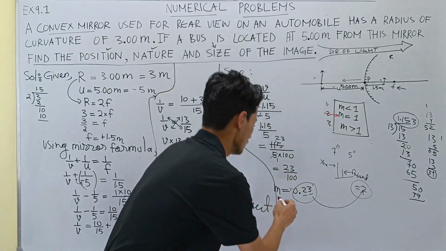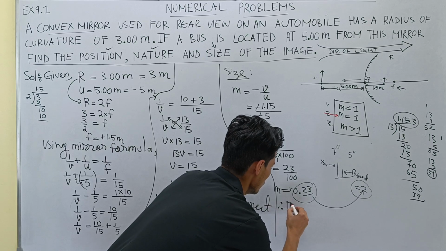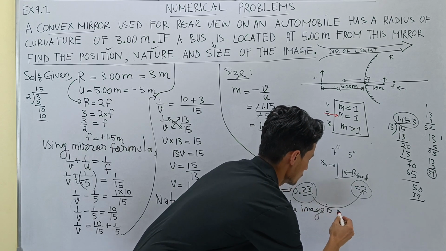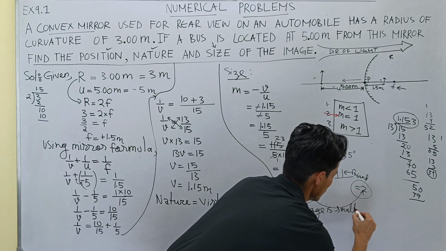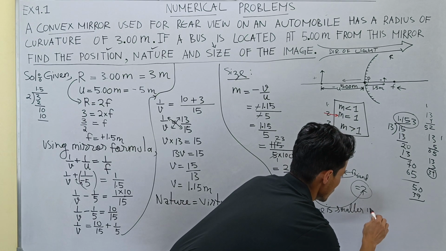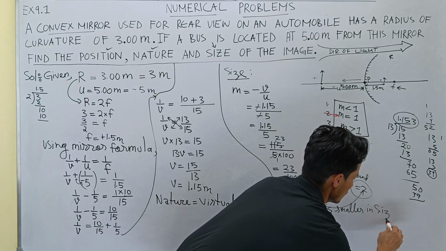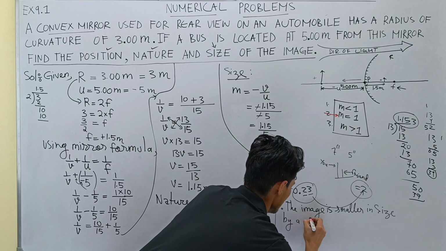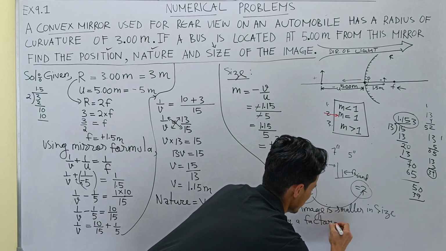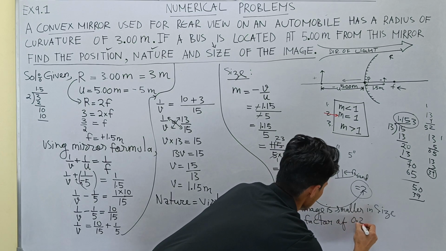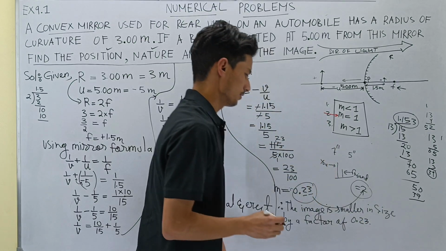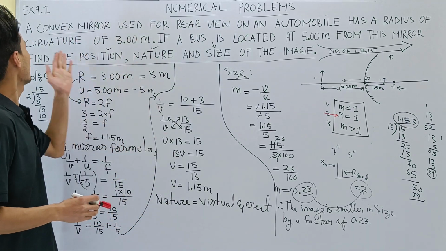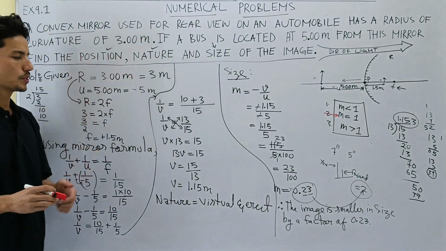So finally you will write: therefore, the image is smaller in size by a factor of 0.23. Okay, so this is it. The example 9.1 numerical will be solved like this.